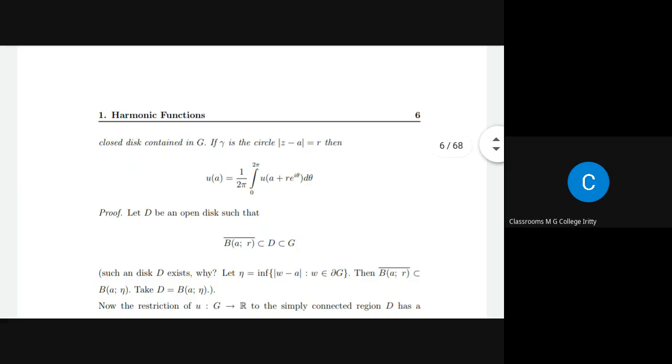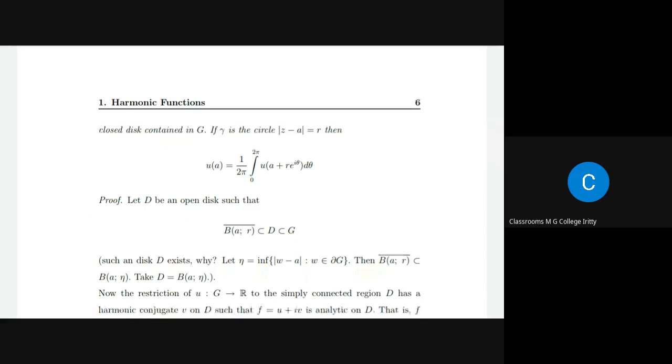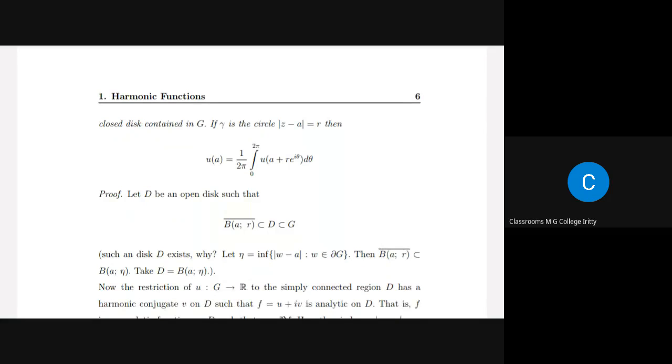Proof. For the proof, we first choose an open disk D such that the closed disk B-bar(a; R) is a subset of D, which is a subset of G. The existence of such a disk is by choosing eta equal to the infimum of mod w minus a such that w belongs to the boundary of G. Then B-bar(a; R) is a subset of B(a; eta), and we take D equal to B(a; eta).